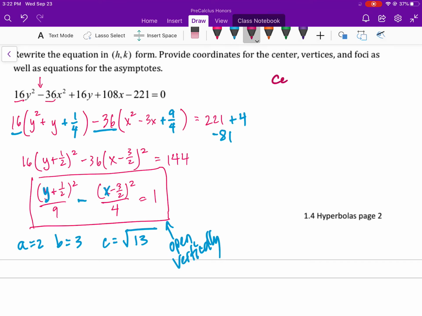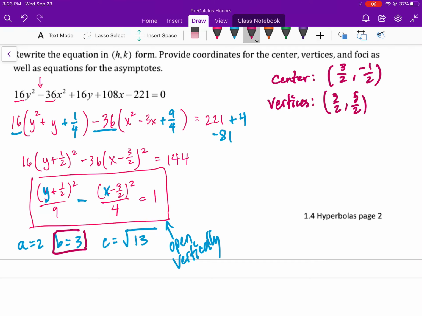So we'll calculate the center. That's easy. We pull that from our equation. It is 3/2 comma negative 1/2. B represents the vertical distance between the center and the vertices. So our vertices are going to be 3/2 comma, 3 above negative 1/2 is 5/2, and 3 below is going to be negative 7/2.